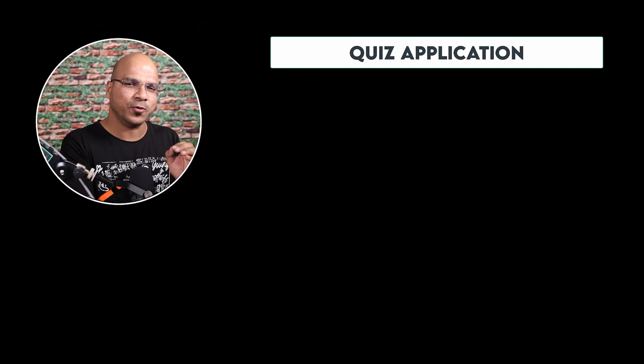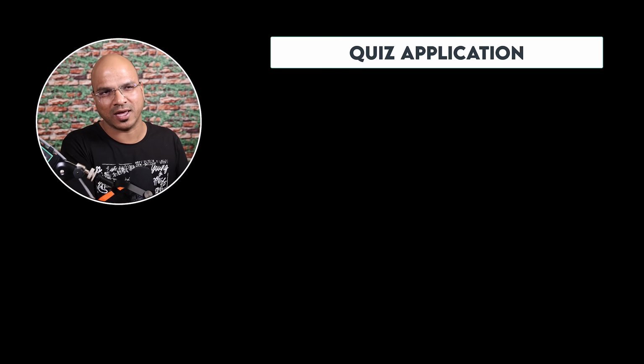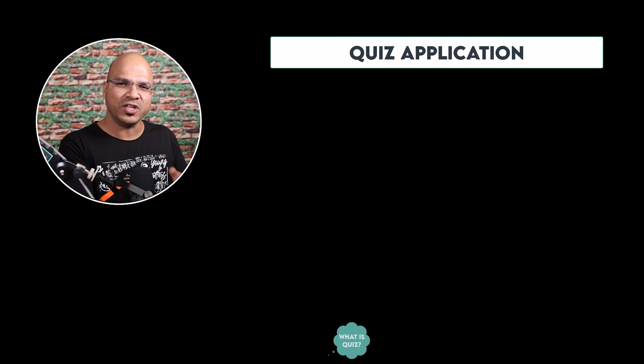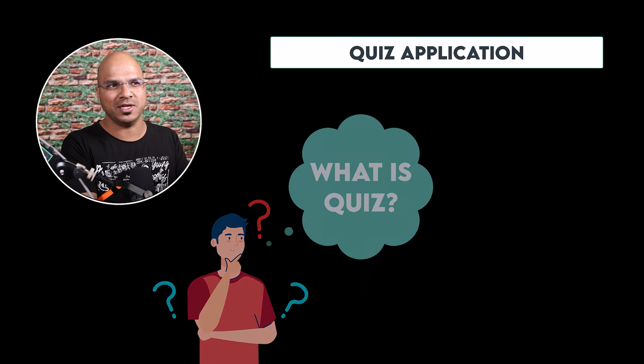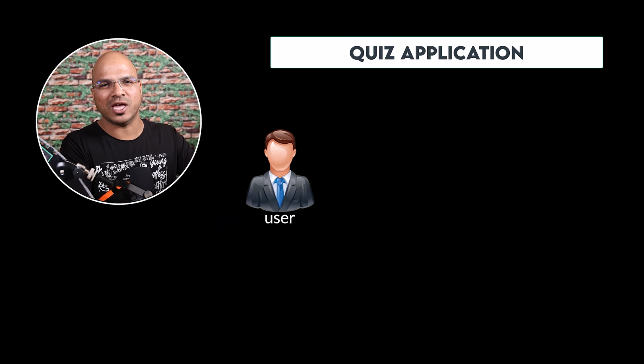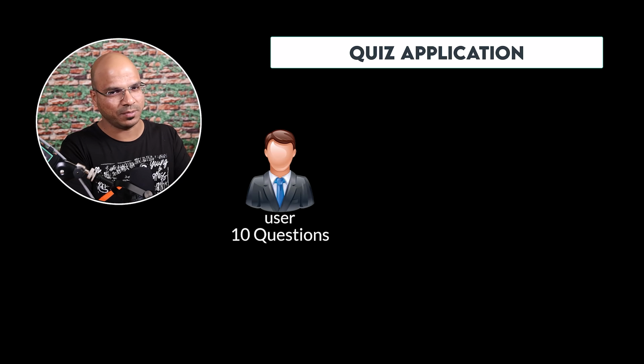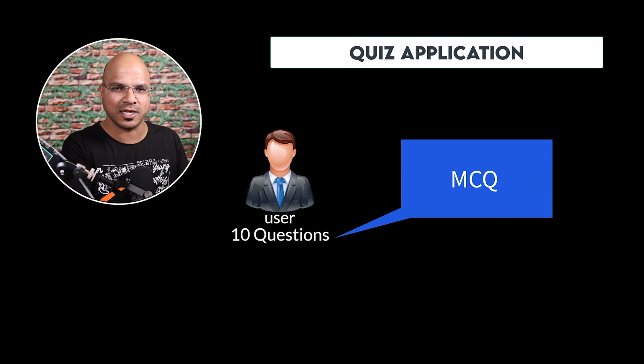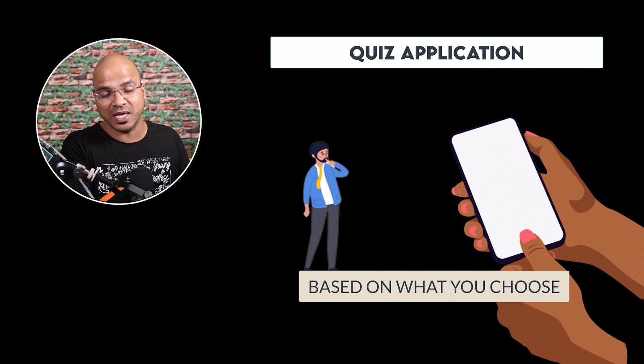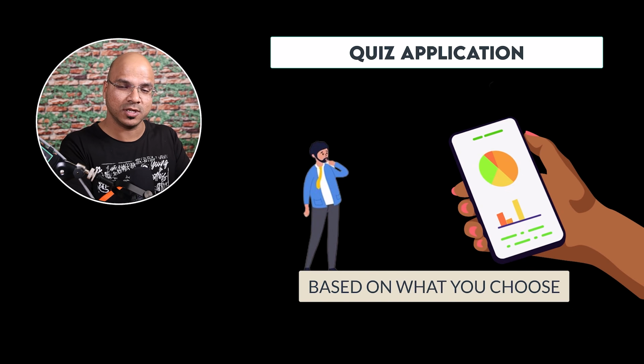We are going to build a quiz service, okay? A quiz application basically. Now, when you say quiz, it simply means a user is coming to the application, a user will get, let's say, 10 questions, a user will attempt those questions, it will be MCQs basically. And then based on what you choose, you will get that much of a score. That's the entire plan, right?